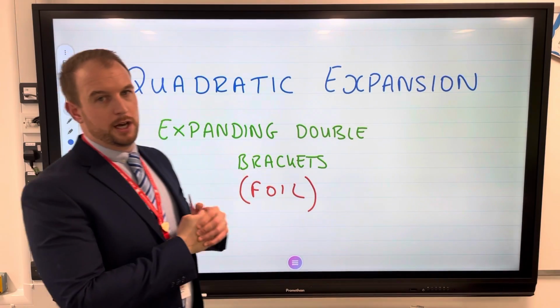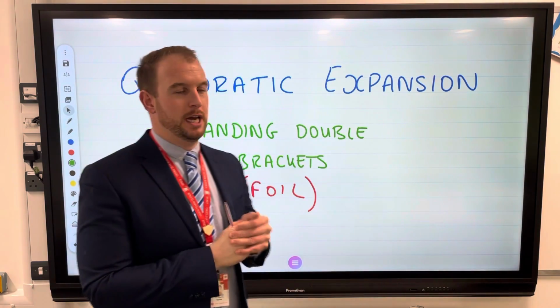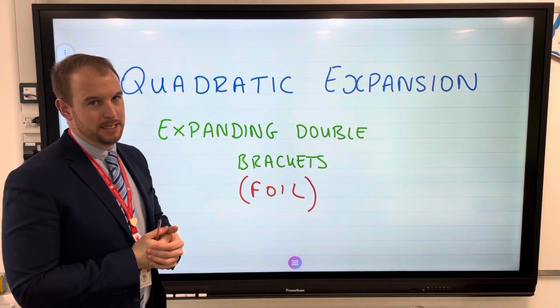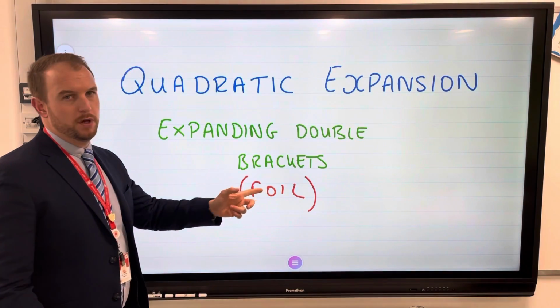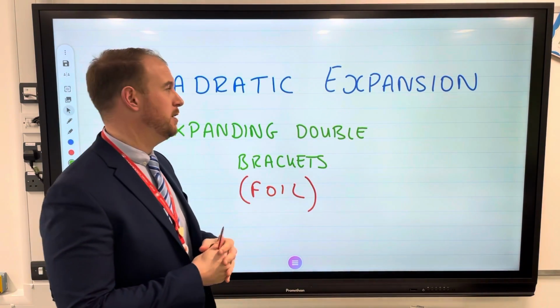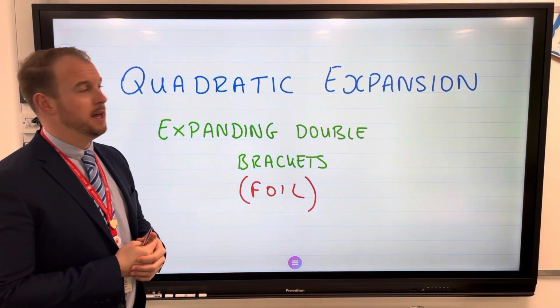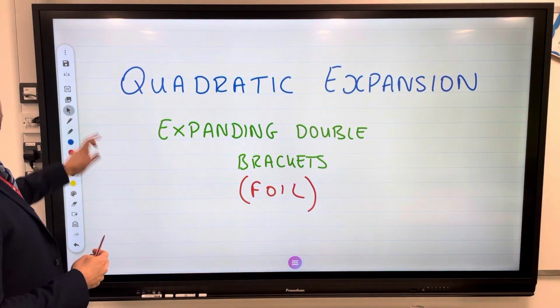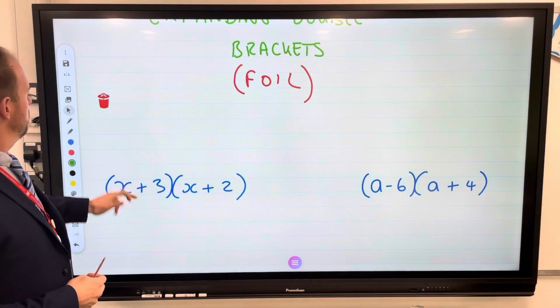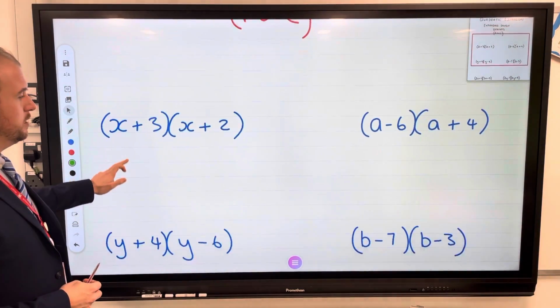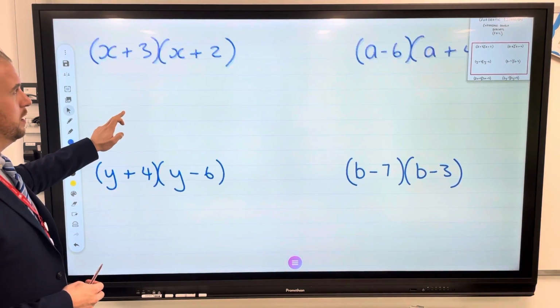So today we are looking at quadratic expansion, also known as expanding double brackets. I've also put this four-letter word here, FOIL. Some people call it FOIL expansion, so I'm trying to cover all bases there. So we need some double brackets then. So here is some double brackets questions.